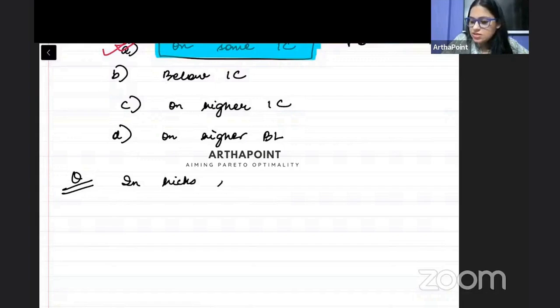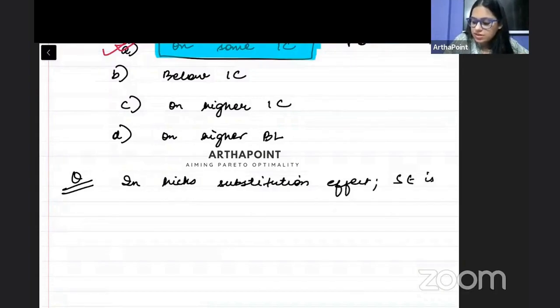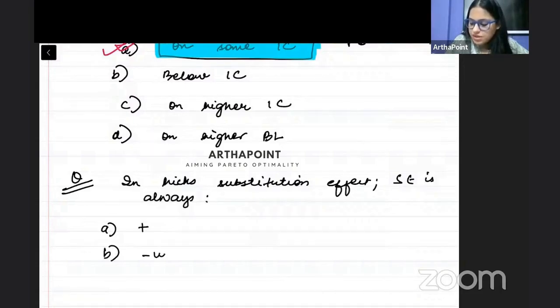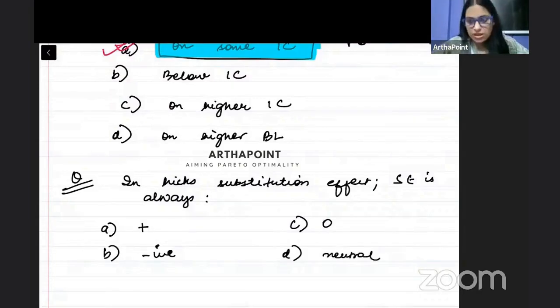In Hicks substitution effect, substitution effect is always A, positive, B, negative, C, zero, D, neutral. So according to Hicks, what is your substitution effect? Is it always positive? Is it always negative? Is it neutral? Is it zero? According to Hicks, what is the magnitude of the substitution effect? Positive, negative, zero, or neutral?